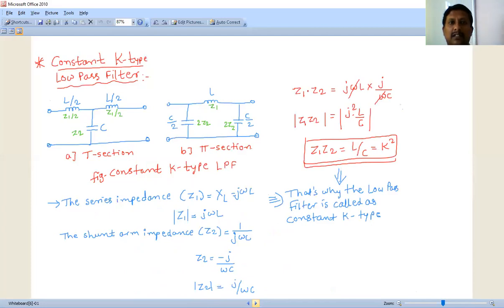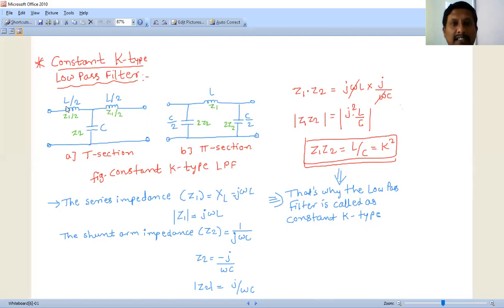Next, we started the constant K type low pass filter, applicable for both T section and pi section. In the series arm, only an inductor will be there for the low pass filter, and in the shunt arm, a capacitor will be there. Based on that, you can remember the diagram. If there is only one inductor, you can take L. If there is only one capacitor, you can take C.